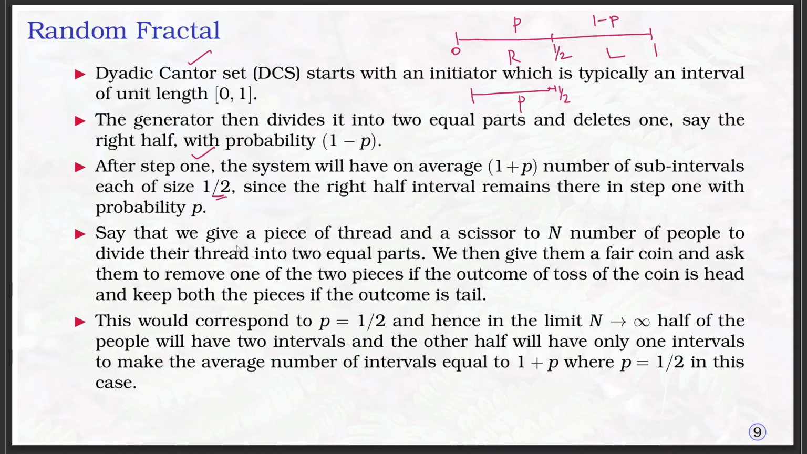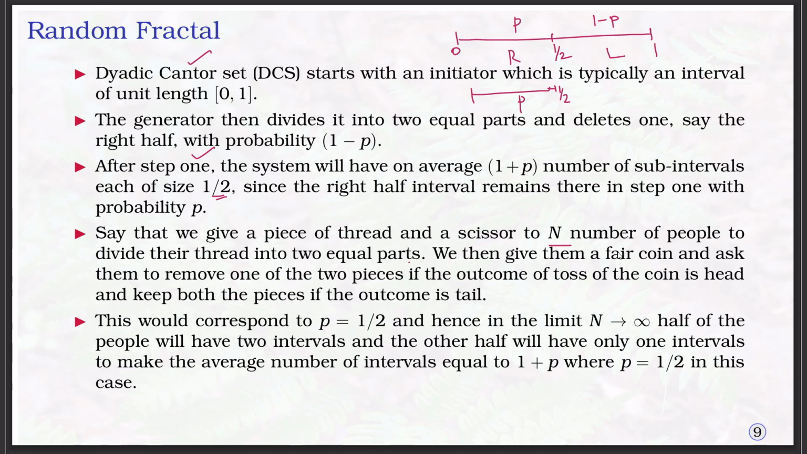Say that we give a piece of thread and scissors to n number of people, to divide the thread into 2 equal parts. We then give them a fair coin and ask them to remove one of the 2 pieces if the outcome of the toss of the coin is head, and keep both the pieces if the outcome is tail.